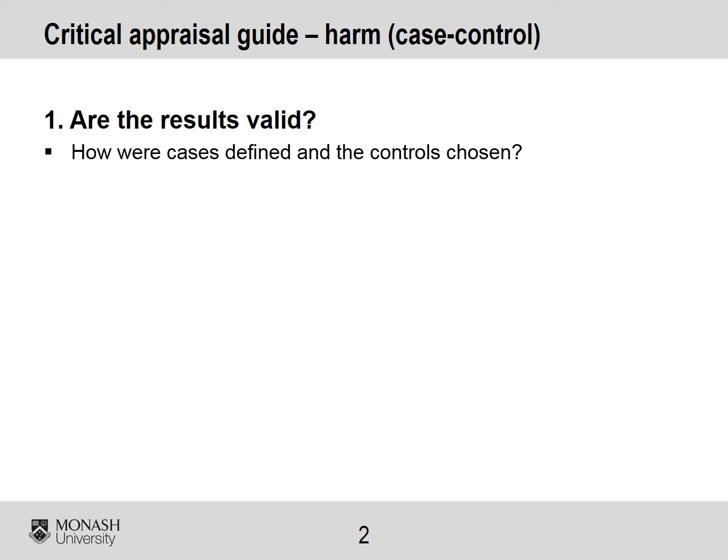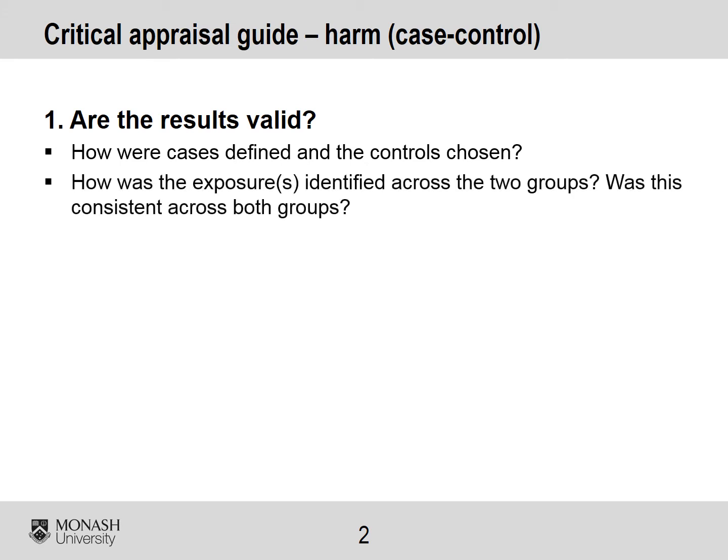Was it a 2-to-1 ratio? Were controls sourced from the same pool as the cases, or a similar pool I should say? All those features that you need to tease out. Secondly, how was the exposure identified across the two groups? So was it through questionnaire design, interviews, any other data linkage? And was it consistently applied across both groups?